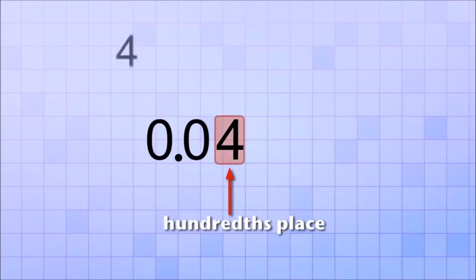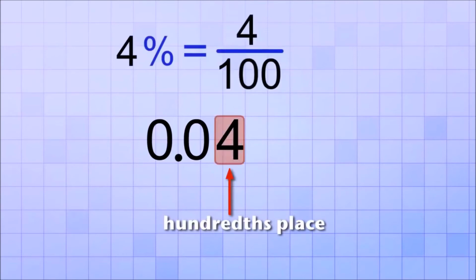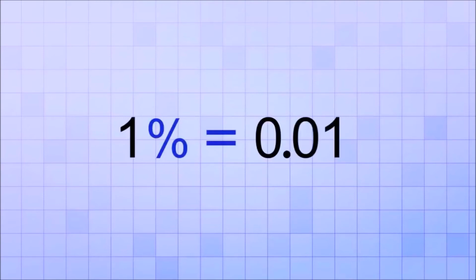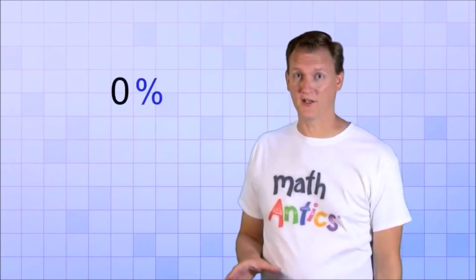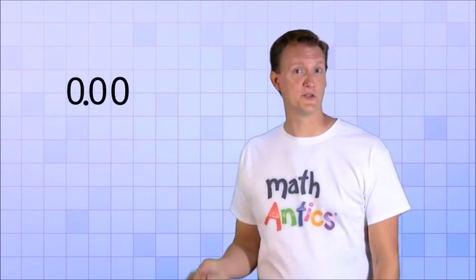Now that makes sense because 4 is in the hundredths place, and 4% is 4 over 100. And in the same way, 1% would just be 0.01. Again, we need that extra 0 placeholder. Here's a few more interesting examples. 0% would just be 0.00.